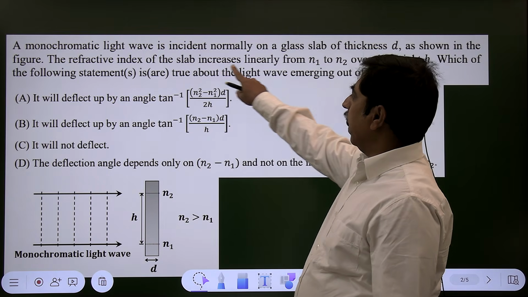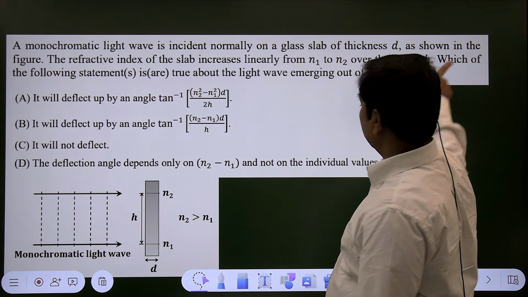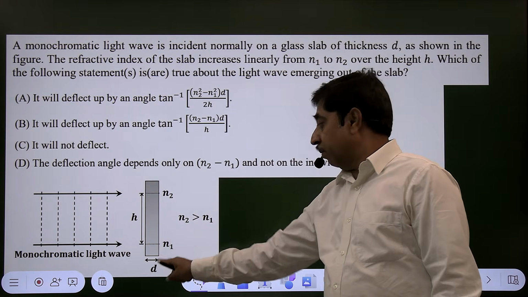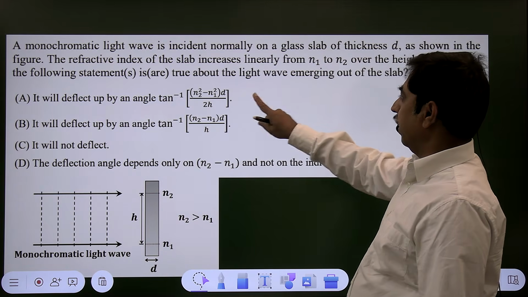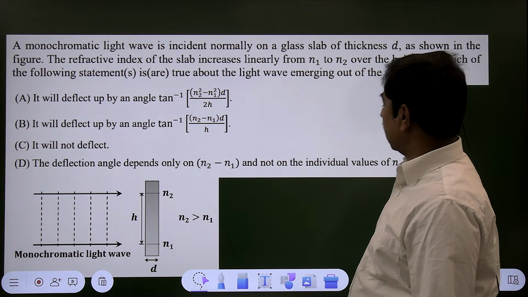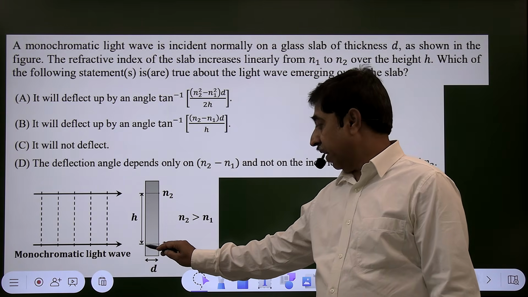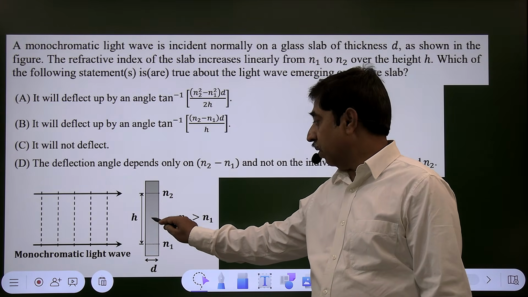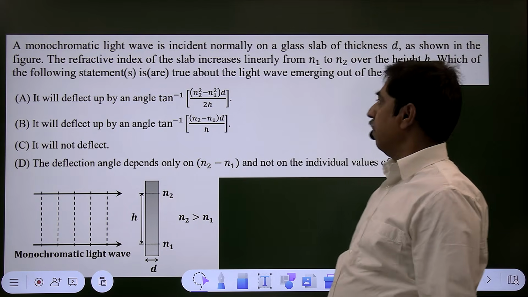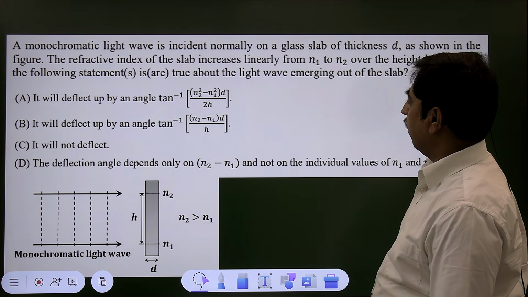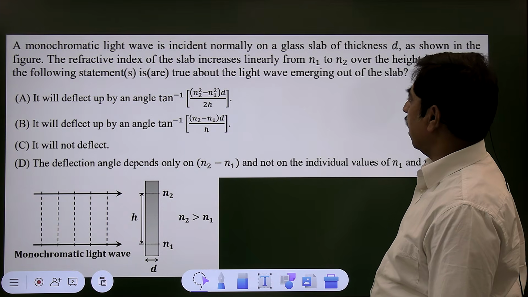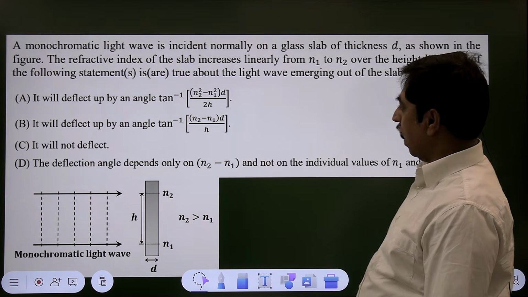A monochromatic light wave is incident normally on a glass slab of thickness D. This is a glass slab of thickness D, as shown in the figure. The refractive index of the slab increases linearly from N1 to N2 over a height h. ग्लास का रिफ्रैक्टिव इंडेक्स यहाँ N1 और ऊपर चलता हुआ लीनियरली बढ़ता हुआ N2 हो गया. Which of the following statements are true about the light wave emerging out of the slab?